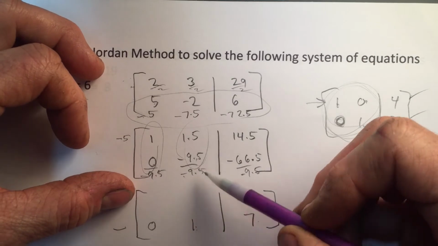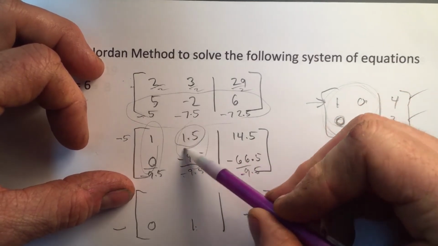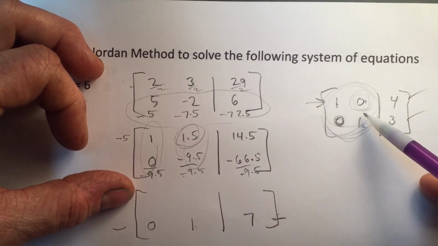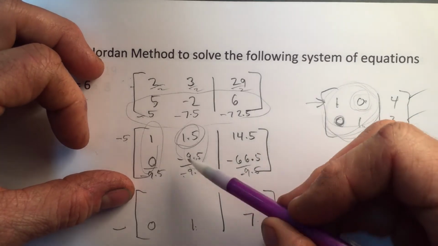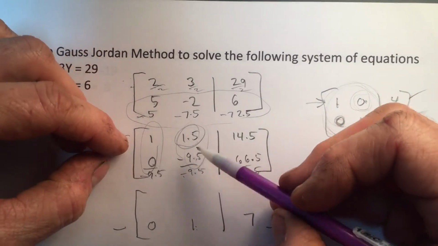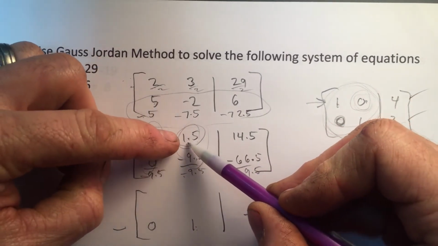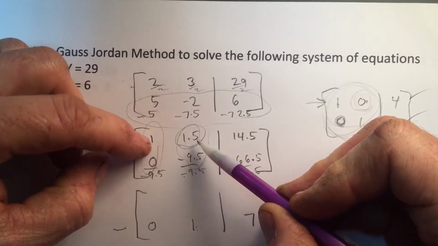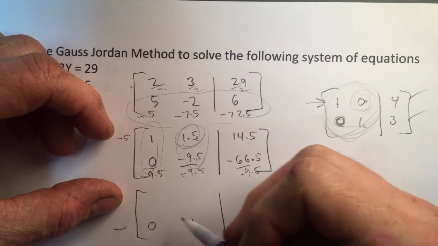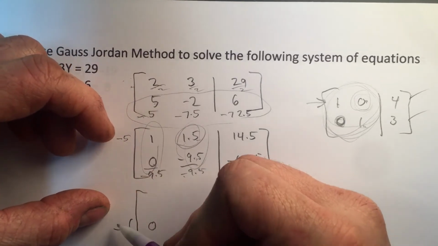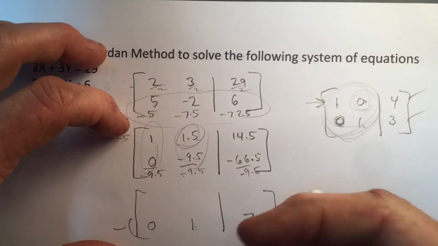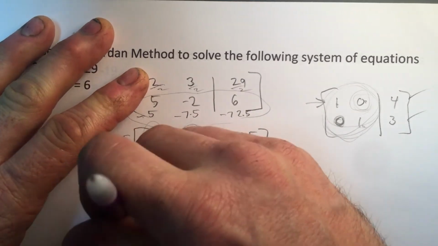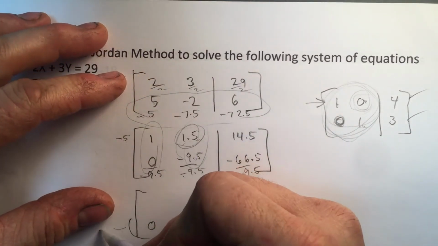Now I'm going to come up here, and I need this number right here. See, I need this to be a 0. So I'm going to have to add a negative 1.5 to this. So what I'll do is take this row down here, and I'll multiply it by negative 1.5.